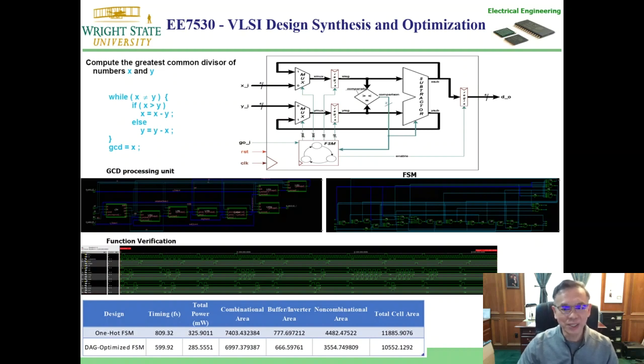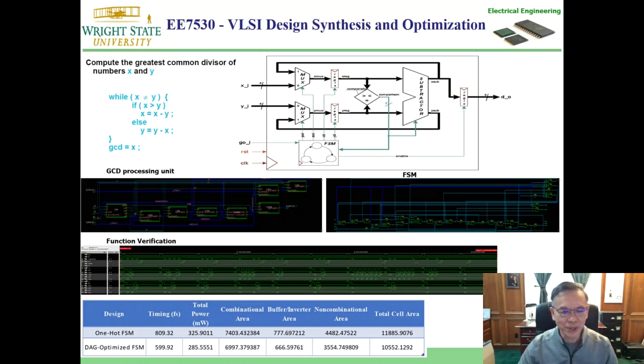Here, design synthesis from the algorithmic level to behavior level to register transfer level to structure level is optimized for the trade-off between delay and area. You can see here is the GCD processing unit, the data path, and then we have the finite state machine design, the controller, and we do the functional verification.